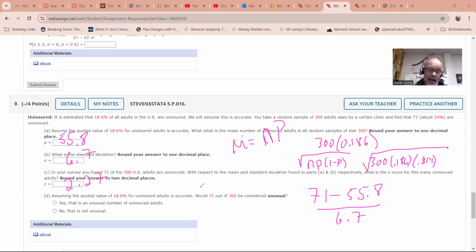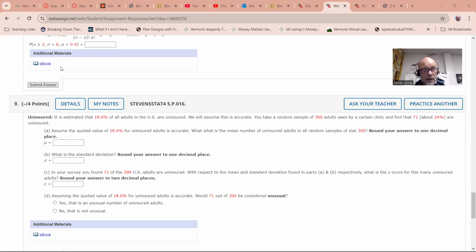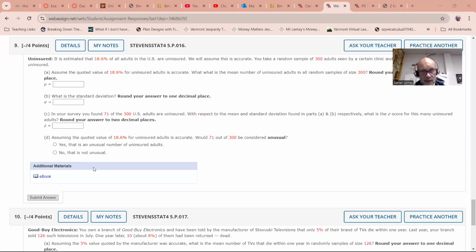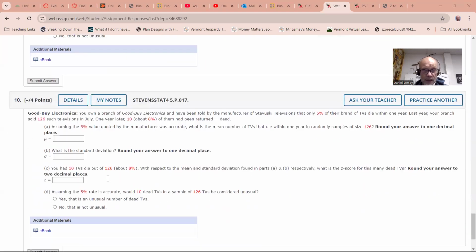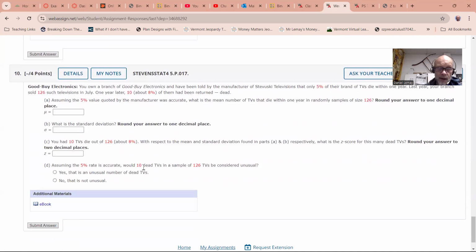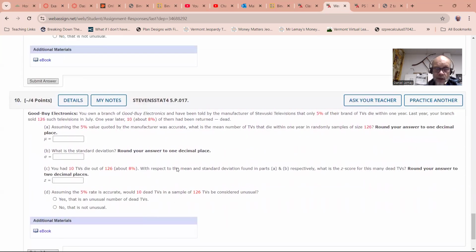Okay, and so that's how that works. And I think you just have a couple more exercises that are similar to this. So I don't know if I need to make this video any longer. Yep, see, there's just another problem. There's one like this in the textbook, the Goodbye Electronics one. Okay, so hopefully this helps.